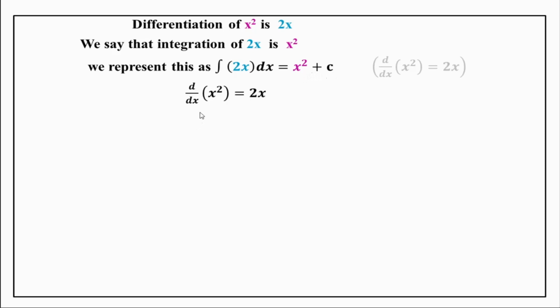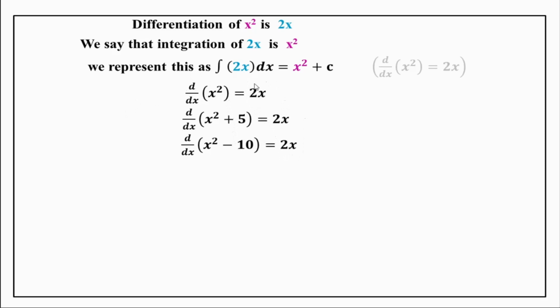I've told you differentiation of x square is 2x. How about differentiation of x square plus 5? It is also 2x because differentiation of a constant is 0. So 5 is a constant and differentiation of 5 is 0. How about differentiation of x square minus 10? Even that is 2x because differentiation of minus 10, which is a constant, is 0. Now differentiation of all these three functions resulted in the same 2x.